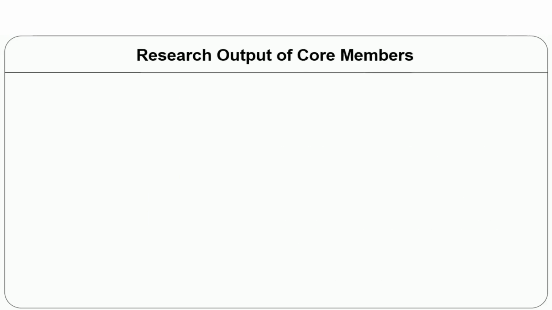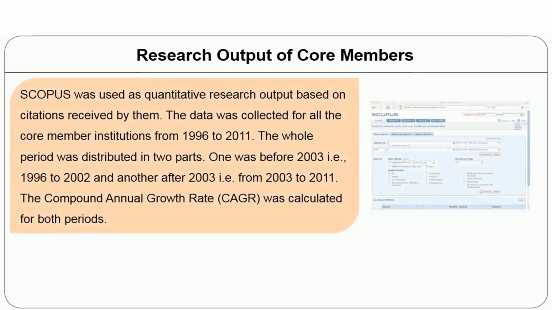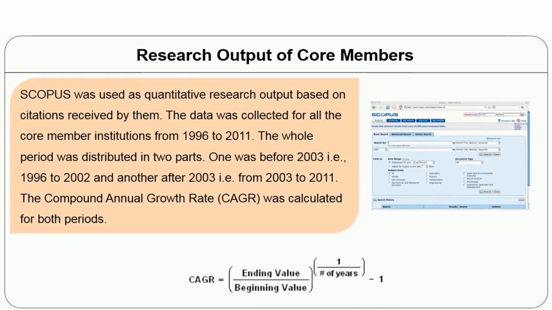Then research output of the core members. Scopus was used as quantitative research output based on citations received by them. The data was collected from all the core member institutions from 1996 to 2011. The whole period was distributed in two parts. One was before 2003, that is 1996 to 2002, and another was after 2003, that is from 2003 to 2011. So the compound annual growth rate was also calculated for both the periods.